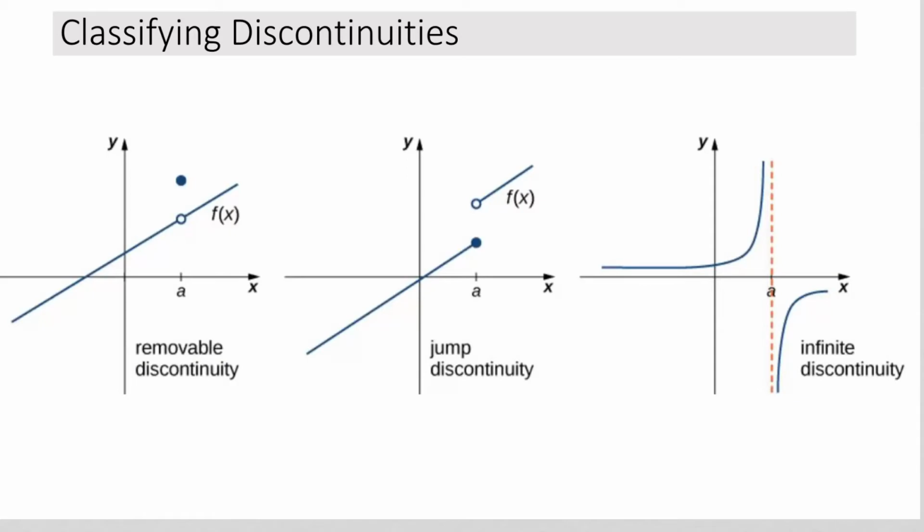Now let's review how we classify discontinuity. So we've done this already before, but let's use the formal words here. So the formal word for this type of discontinuity here is a removable discontinuity. Sometimes we call it a hole. This kind of discontinuity here is called a jump discontinuity, and this one here is called an infinite discontinuity. So these are our vertical asymptotes. Those are their formal names.